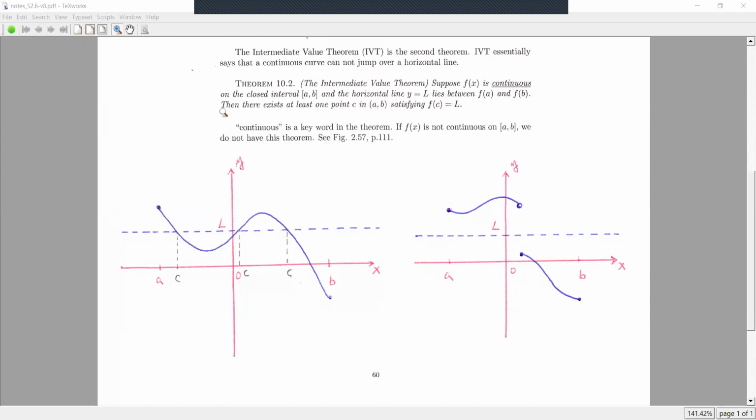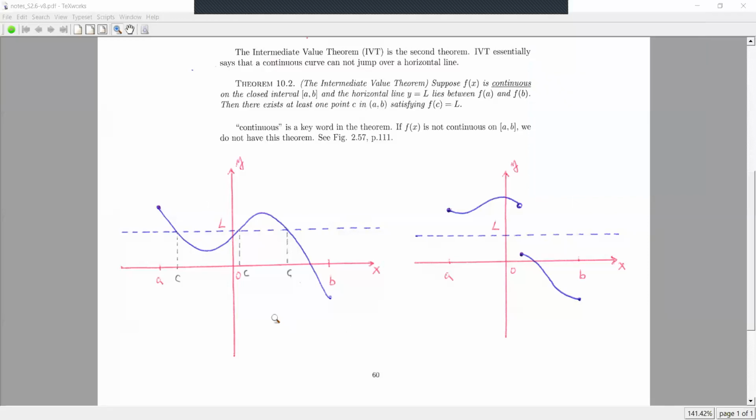Then, conclusion. There exists at least one point C in the open interval AB. Open interval doesn't include the two endpoints. So C is in this open interval. That means that C is between A and B. Then there exists at least one point C between A and B such that function value at C is equal to L.